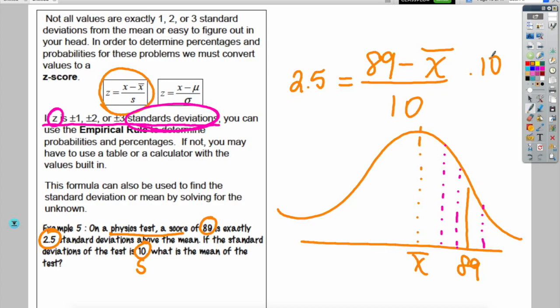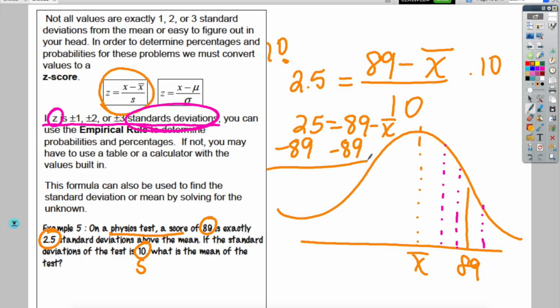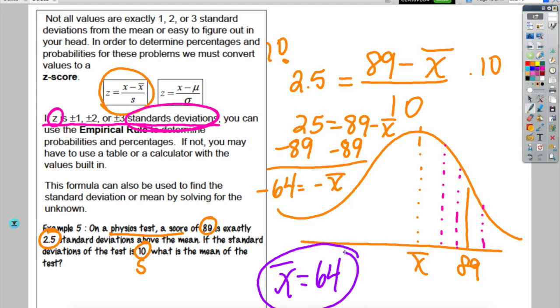Multiply by 10. What is 10 times 2.5? So 25 equals 89 minus the mean. How do I solve for the mean? Subtract 89. What's 25 minus 89? Negative 64 equals a negative mean. Mean cannot be negative. So then the mean is 64. Okay? So the mean is 64 for 89 to be 2.5 standard deviations above the mean.